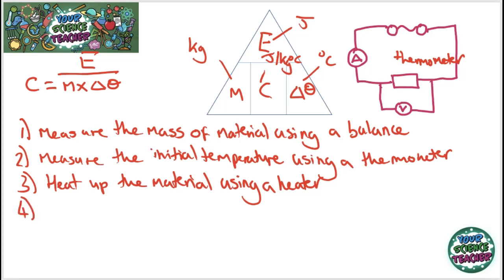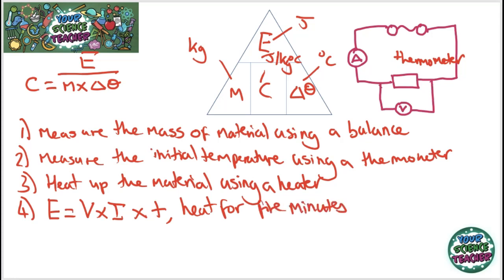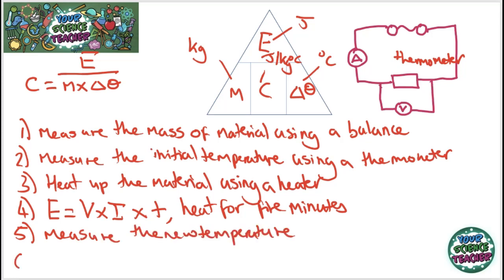Now I can work out the energy that has been transferred to that appliance by doing E equals the voltage times the current times the time that I've heated for. So say, for example, you heat your material for 5 minutes. You can work out the energy transferred by turning the time into seconds and then doing voltage times current times that time. Then you measure the new temperature, and you can work out the specific heat capacity by doing specific heat capacity equals energy divided by mass times the change in temperature.